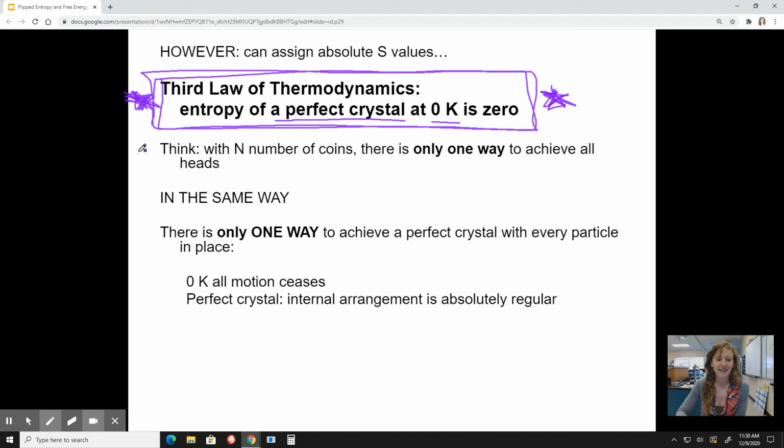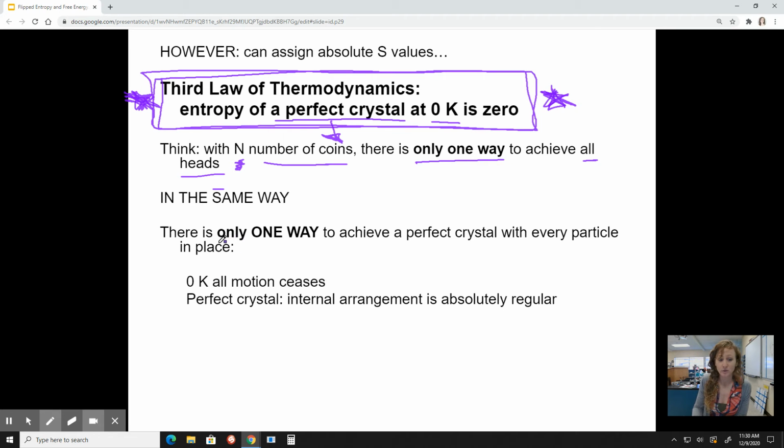Okay, so this perfect crystal idea, we can understand it best if we have some analogy. If you have a number of coins, we'll leave that number up to your imagination and just say we have n number of coins. There's only one way to achieve all heads. So that would be your definition of order, having all heads. There's only one way to achieve that, but there's a whole bunch of ways to achieve not that, right? One way to achieve order, a whole bunch of ways to achieve disorder.